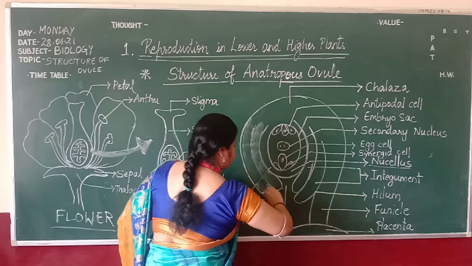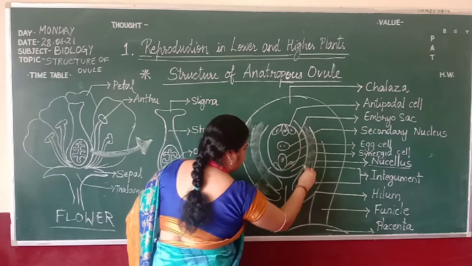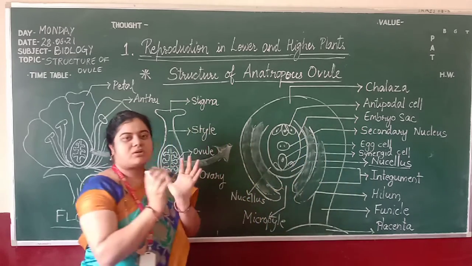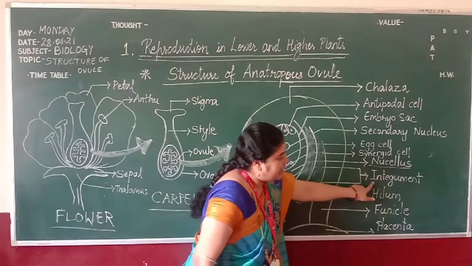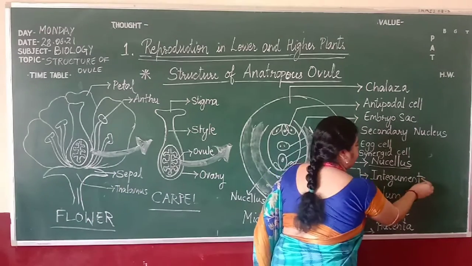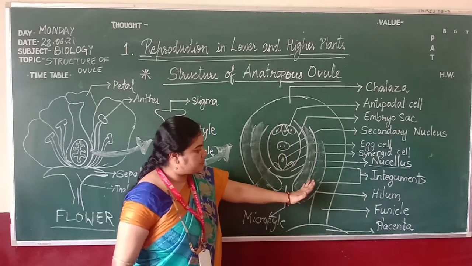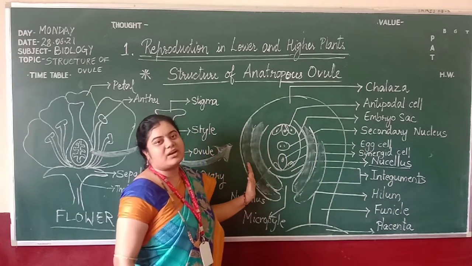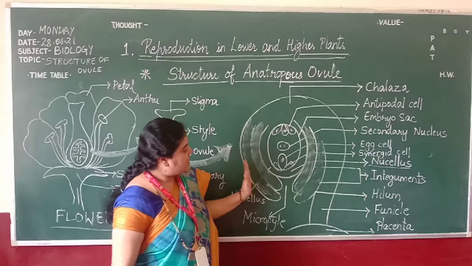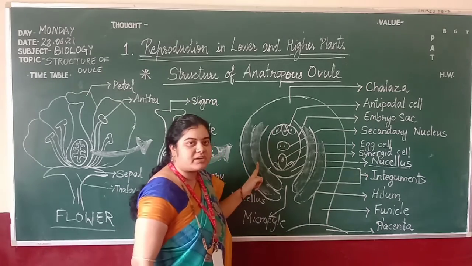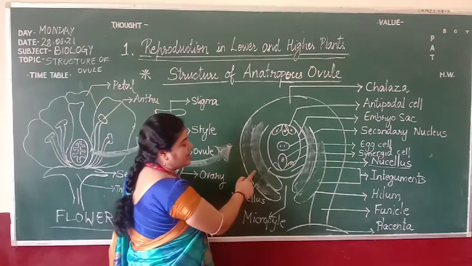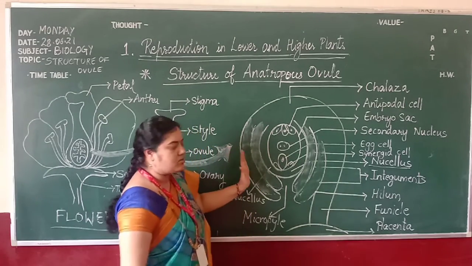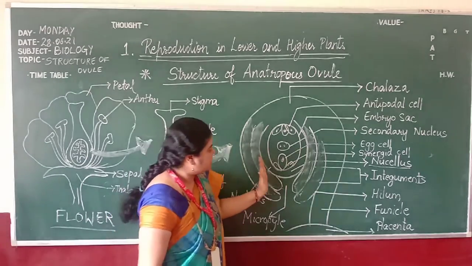Outside the nucellus there are two layers, or two coverings. These are called integuments. The integument present towards the outside is called the outer integument, and the one next to it is called the inner integument. So there are two layers of integument, outer integument and inner integument.